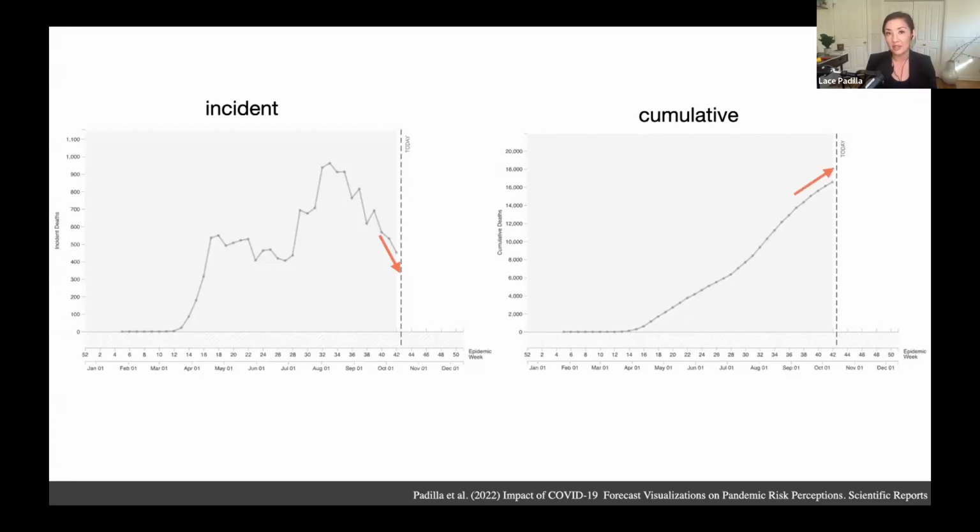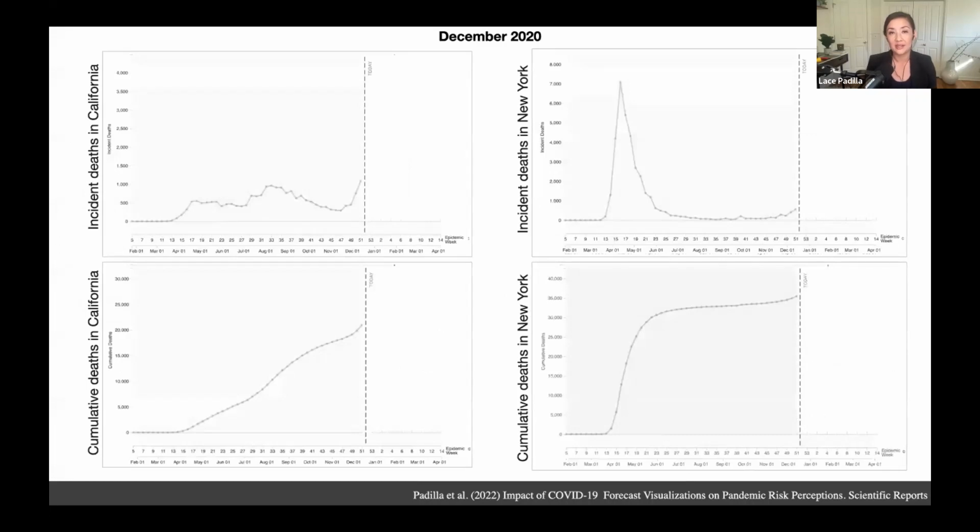It could have been the case that if we ran this experiment on August 1st, or 4 weeks earlier, the incident axis would also be going up. This is real COVID data. We're not manipulating it. So the data is what it is. So essentially we had a confound in our experiment. And what we did at this point, it was December of 2020, we started looking at the COVID data again, and it occurred to us that in California, the incident data at this time was going up and the cumulative data was going up as well.